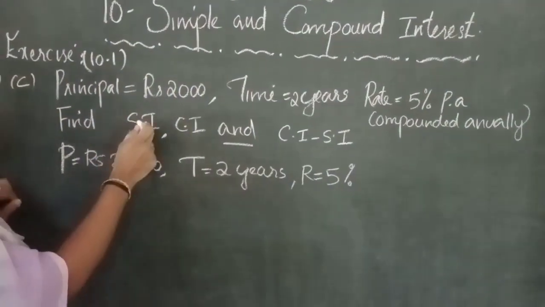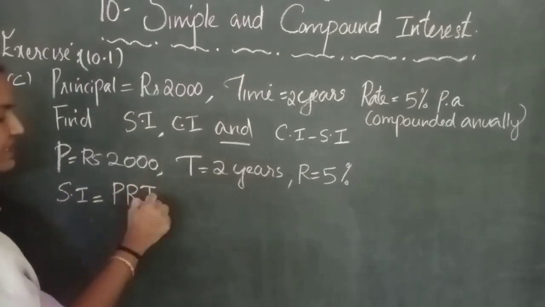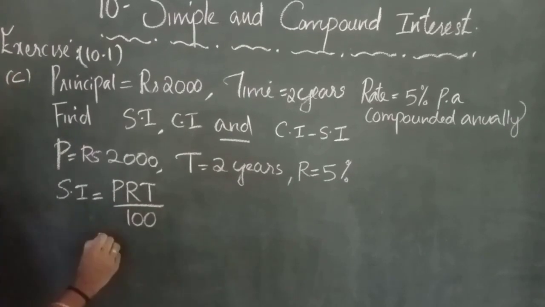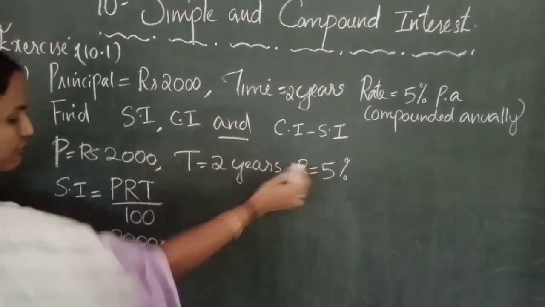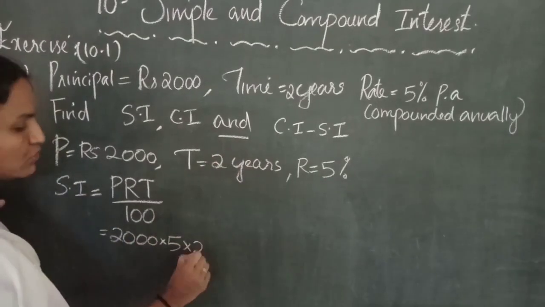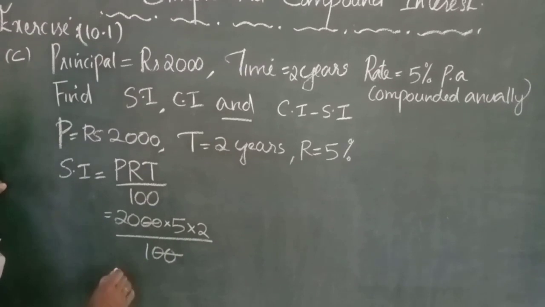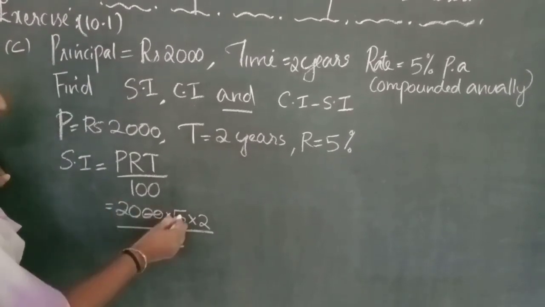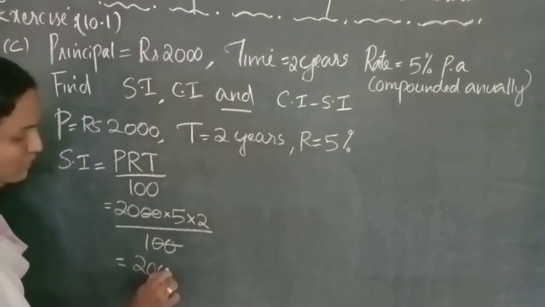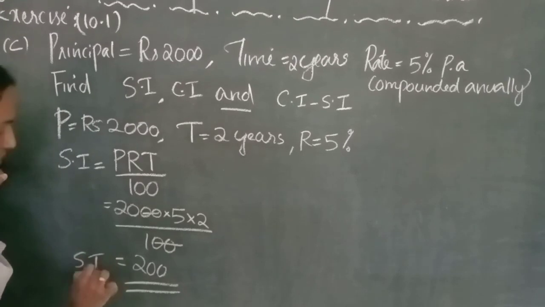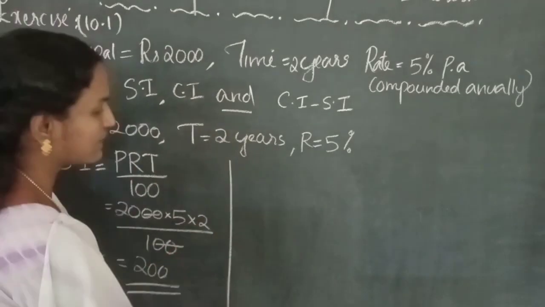First you have to find simple interest. Simple interest is equal to PRT divided by 100. Here P is 2000 into R 5 into T 2 divided by 100. The zeros cancel. Then 2 into 5, 5 twos are 10, 10 twos are 20, so 200. So simple interest is equal to 200. Next you have to find compound interest. Before that you have to find the amount.